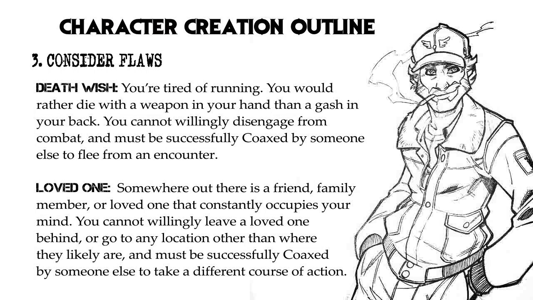And the other one is loved one. Somewhere out there is a friend, family member, or loved one that constantly occupies your mind. You cannot willingly leave a loved one behind or go to any location other than where they likely are, and must be successfully coaxed by someone else to take a different course of action.